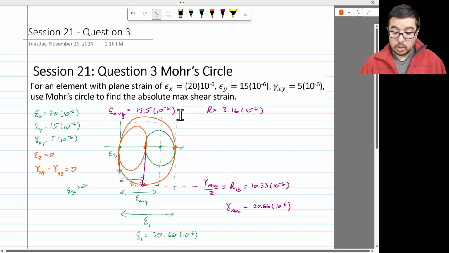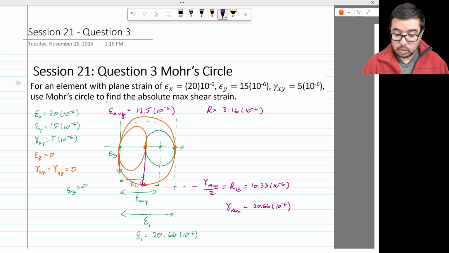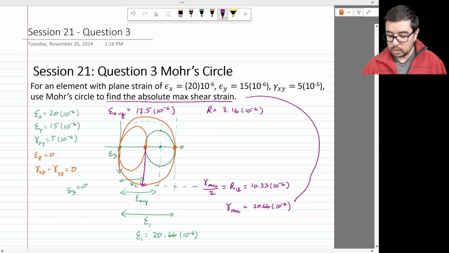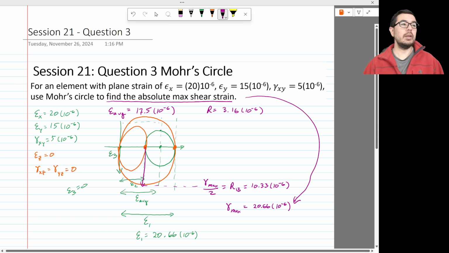So in answering the question, what is the absolute maximum shear strain? That is this value that we've calculated here.